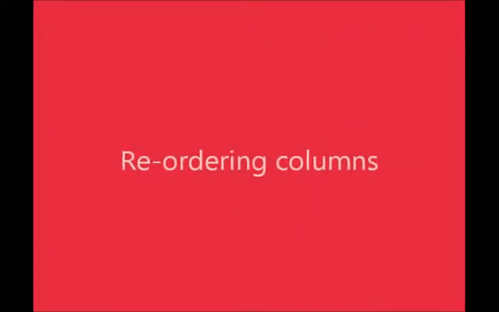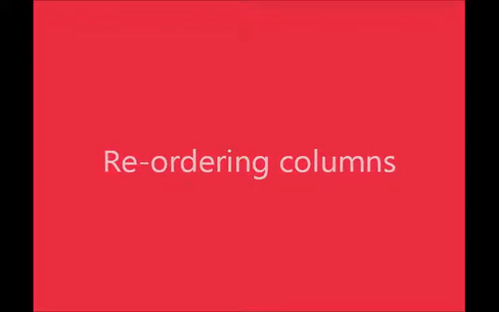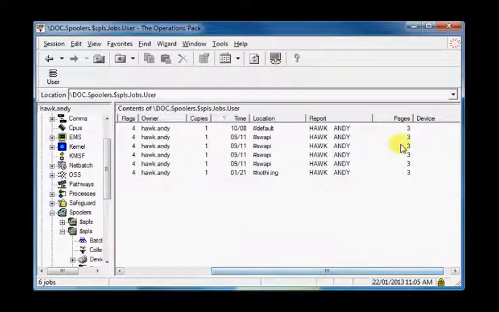The first topic we'll look at is reordering columns. There's a lot of data displayed in the lists in top, and quite often the information that you rate as most important isn't the same as other people. In top you can reorder the columns by dragging the column headers.